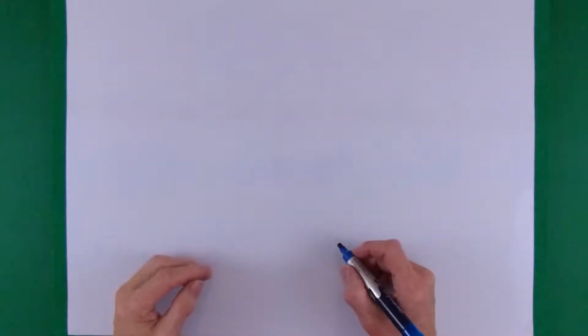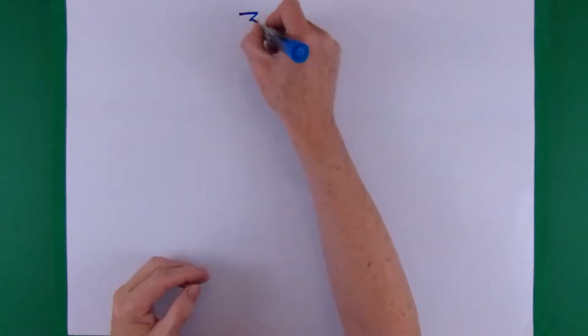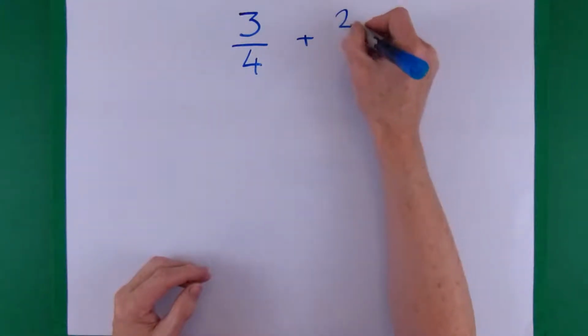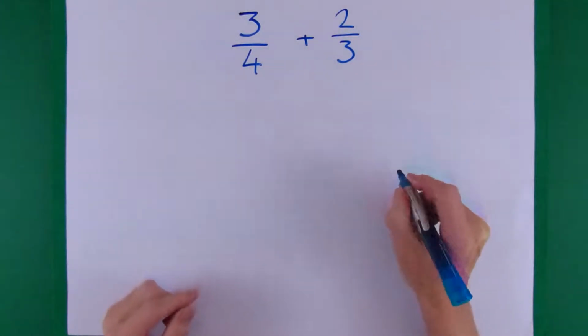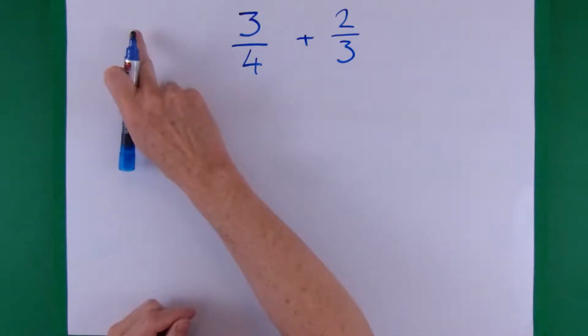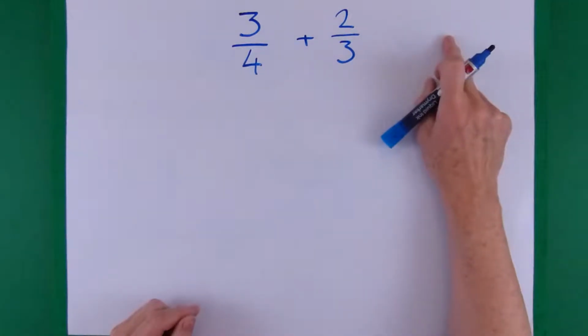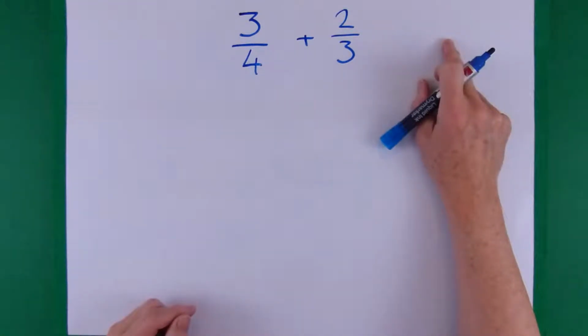The question we're going to do is 3/4 plus 2/3. Leave spaces for working on both sides. We're going to put times tables in there and we might end up with a divide on this side.